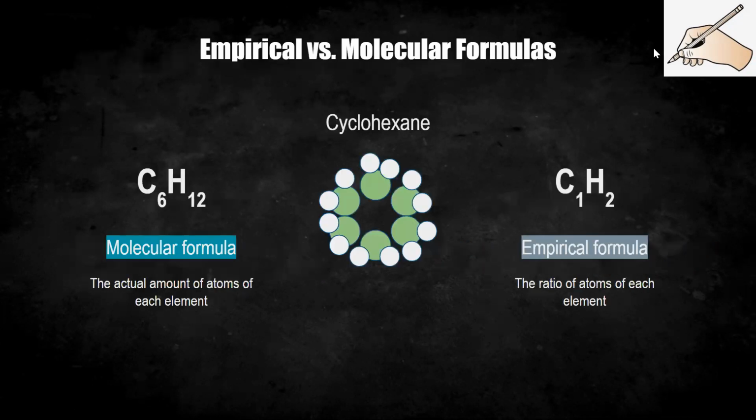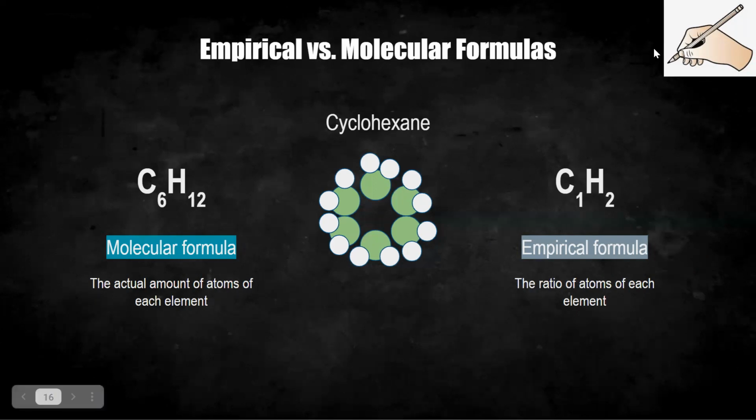So when we're looking at empirical and molecular formulas, our molecular formula typically describes the actual amount of atoms in each element. And our empirical formula, in contrast, will describe the ratio of atoms in each element. So let's talk about what that actually means. Here I have cyclohexane, and its molecular formula is C6H12, which means there are 6 carbon atoms.